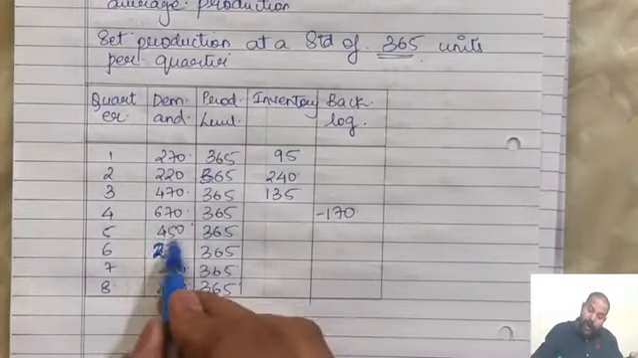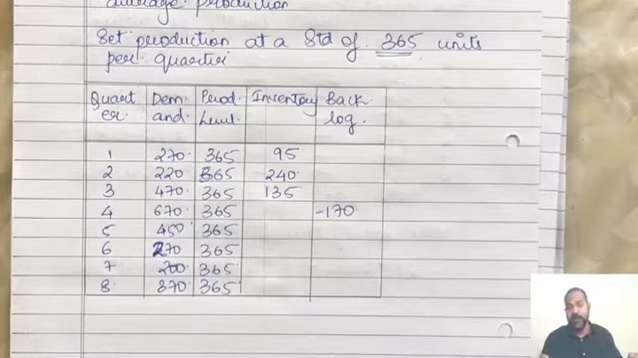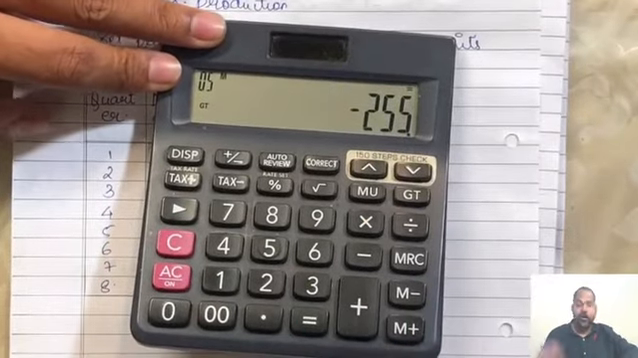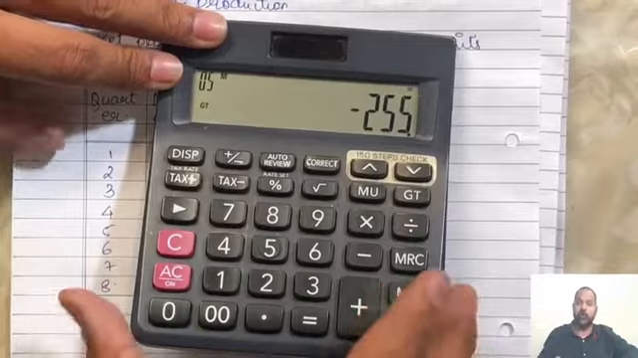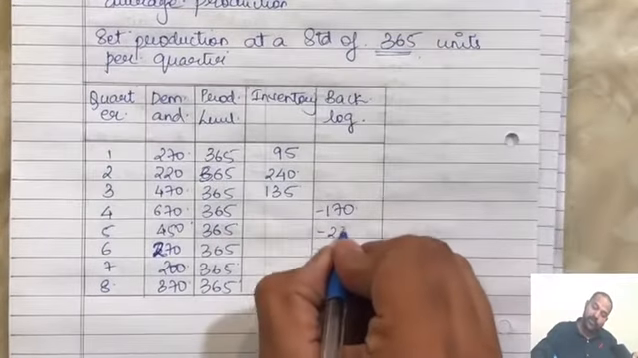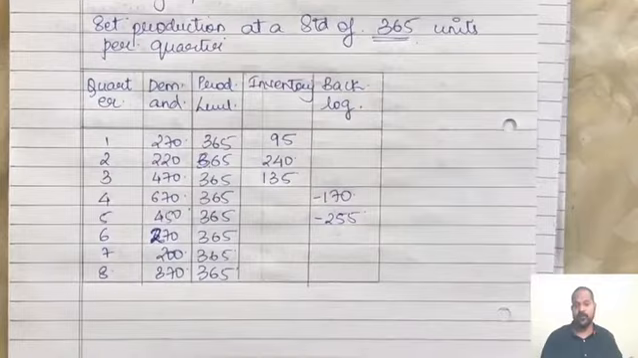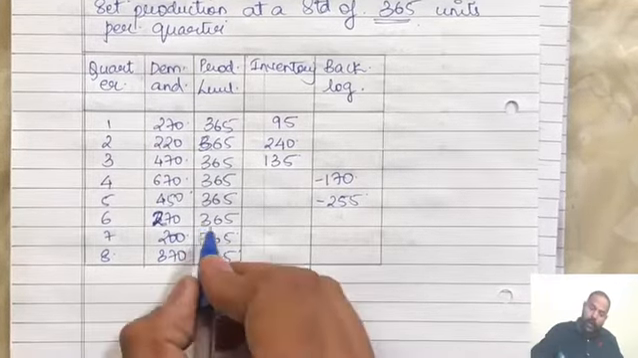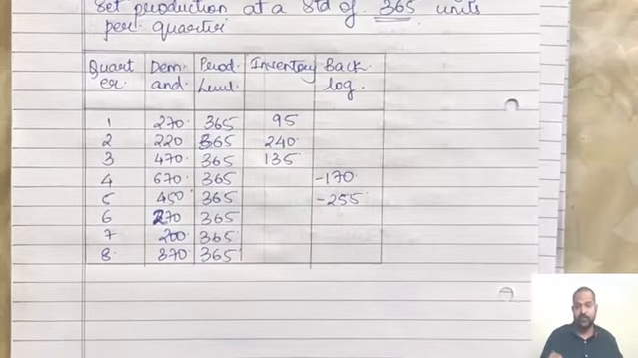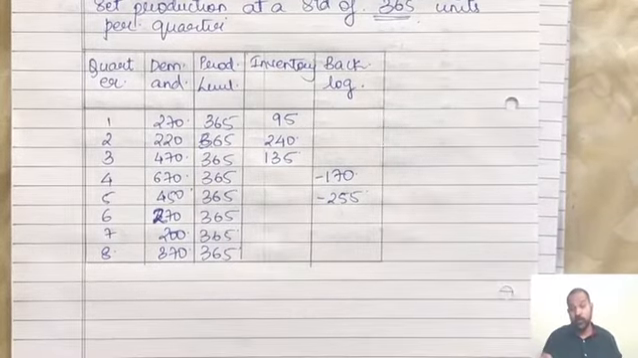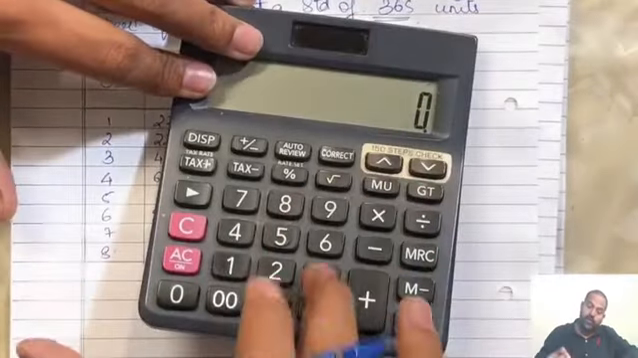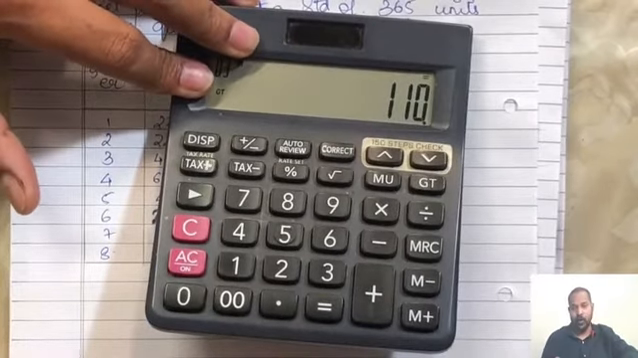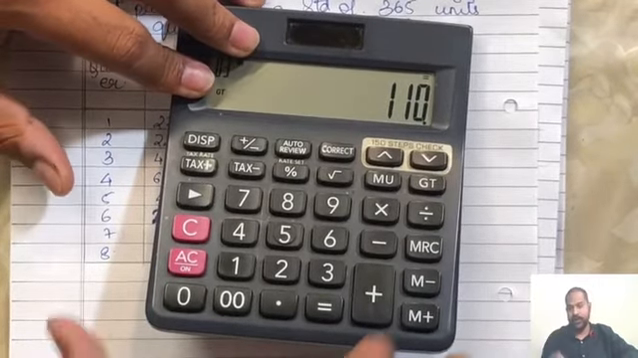What is the demand of that period? The demand of that period is 450 units. Remove 450 from it. This period, you are still short of 255 units. In the next period, you are going to produce 365, but the previous period backlog is 255. So from the 365, remove the 255, which is the previous period's backlog. You are only left with 110 units.